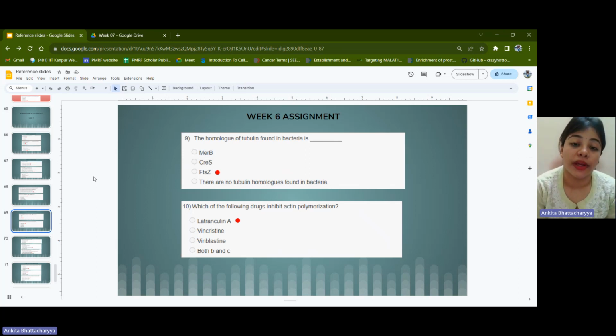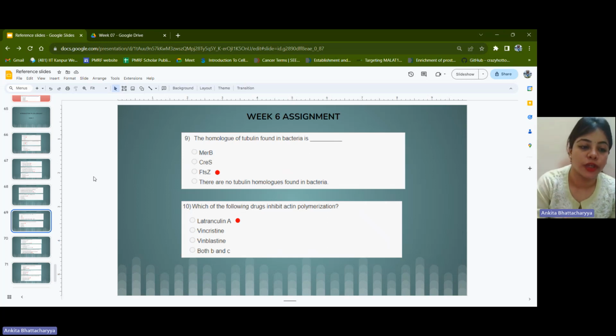And which of the following drugs inhibit actin polymerization? I don't think we had particularly discussed this example. But because we had discussed vincristine and vinblastine, and we had seen that they inhibit microtubule polymerization, microtubule assembly, those two options are certainly not correct. So in case you are not aware of this example in particular, by the process of elimination, you will be able to arrive at an answer that would be latrunculin A. So option A would be the correct answer in this case.